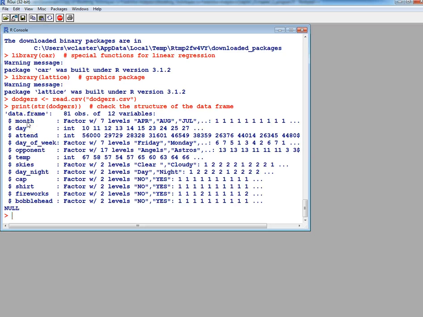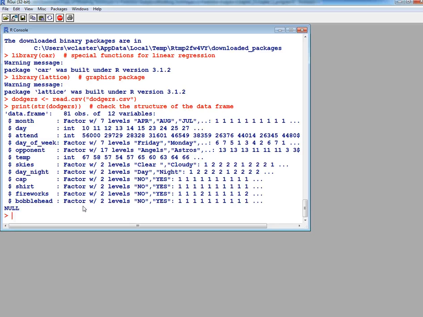Okay, so it's a factor. Month is because the months are names, right? So that's a factor. But day, it didn't do that because days were numbers, so integers. And attendance is also an integer, but day of the week is a factor, opponent is a factor, temperature is an integer, and all the other ones are factors. Okay, everyone get it? Now look at bobblehead. How many levels are there for bobblehead? What does level mean? How far back in the data frame? How far back it goes in the data frame? No. What does level mean?